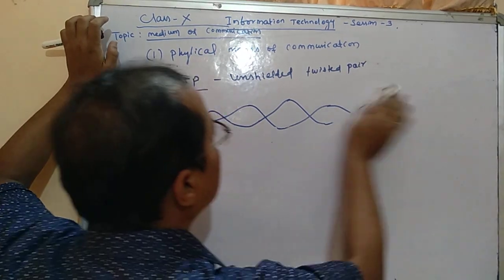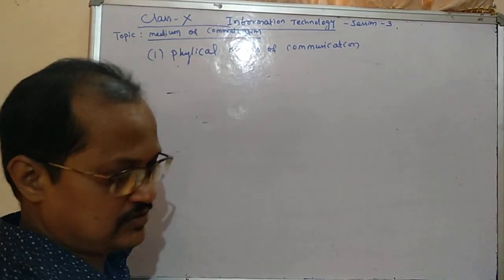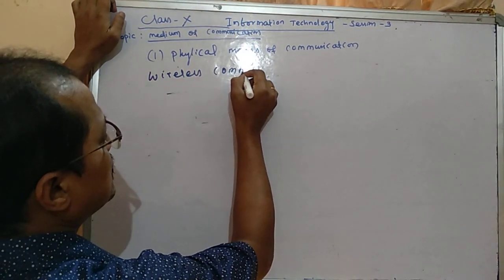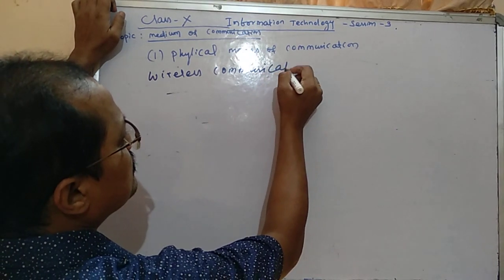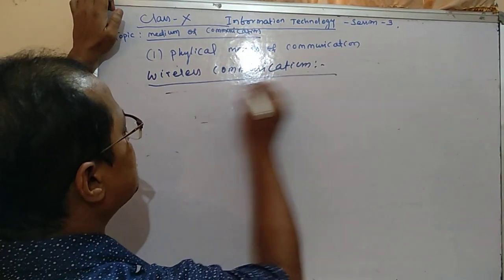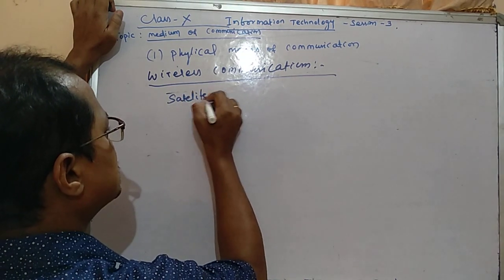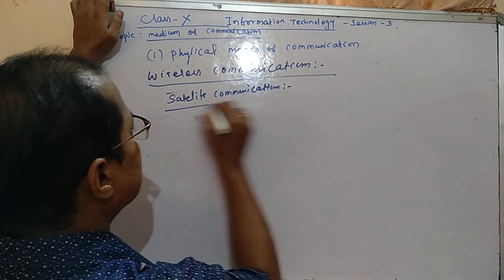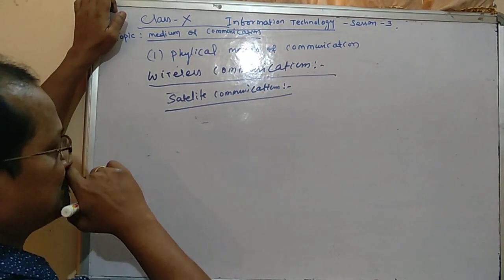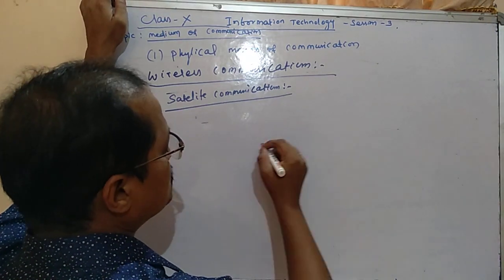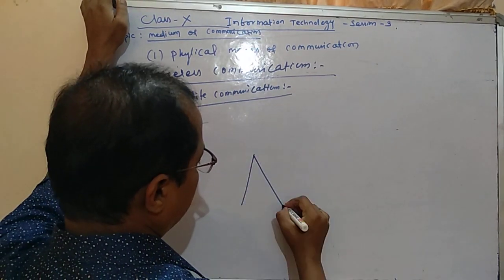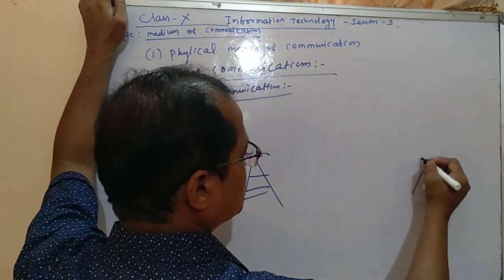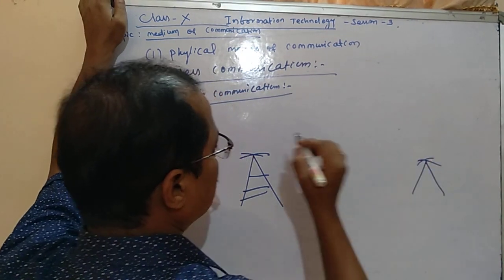Next point is what? That is called wireless communication. In wireless communication, basically, I will start from satellite communication. In satellite communication, what happens? The communication between two earth stations occurs. That means we can find two earth stations here. They are situated a long distance apart, and then what happens?